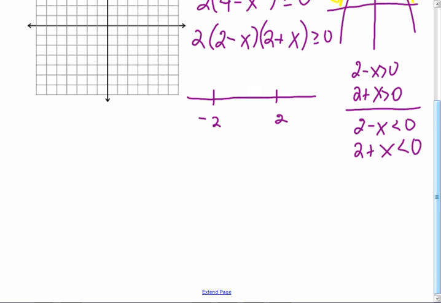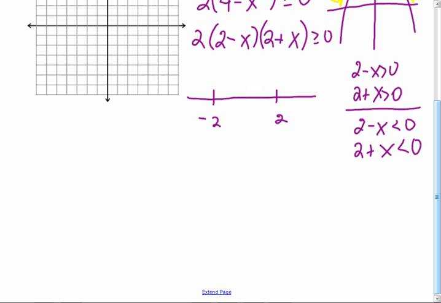Now, I like to be clever. Sometimes you guys aren't clever. And the brute force method is you just substitute in values and see if it makes it true. The only place this is going to go from positive to negative is the 2 and the negative 2. That's it. If I put in 0 in here and it gets to be positive, then it's always positive in between negative 2 and 2. That's the only thing that's going to happen.